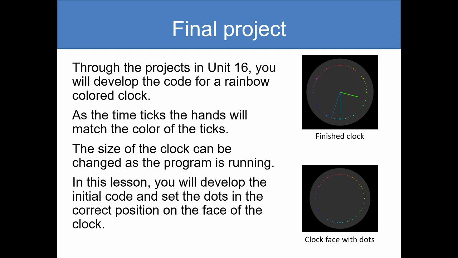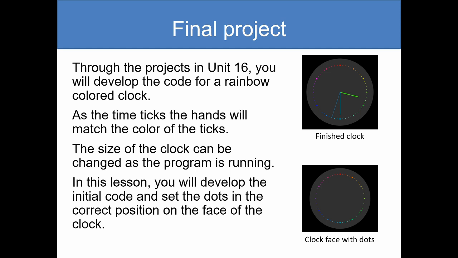The size of the clock, we're going to make it so that it can be changed as the program is running. We don't want to stop it and start it constantly. We want the user to be able to make it different sizes. In this lesson, we're going to develop the initial code, and we're going to set the dots in the correct position on the face of the clock. That might sound a little bit simple, but it actually turns out to be kind of challenging, especially since our clock face has two different size dots, and we want to have them equally dispersed, because on a clock they're going to be equally dispersed.